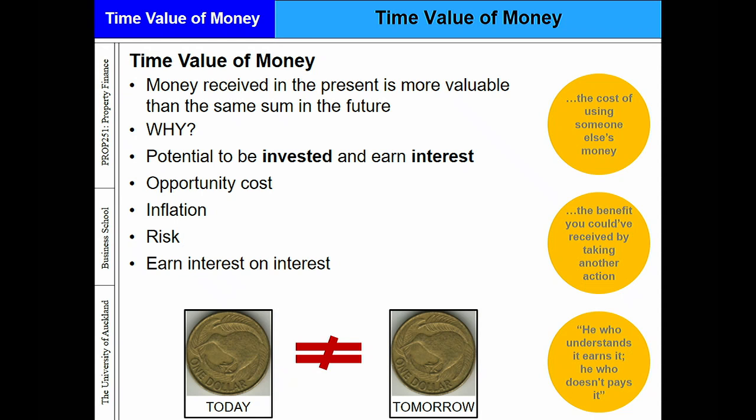Now, I guess the time value of money becomes even more important when we start talking about compound interest. Albert Einstein called compound interest the most powerful force in the universe. He went even further and called it the eighth wonder of the world. He basically said, he who understands it earns it, he who doesn't pays it.